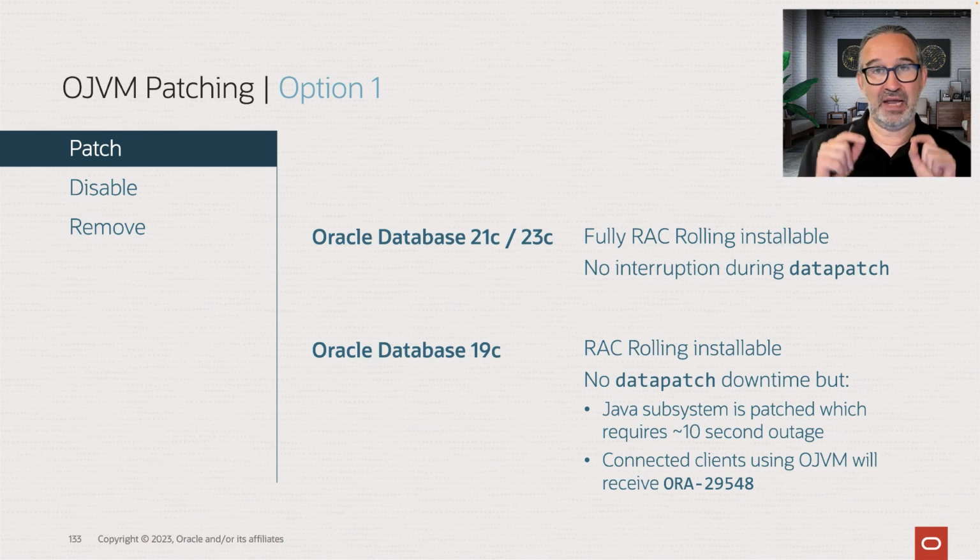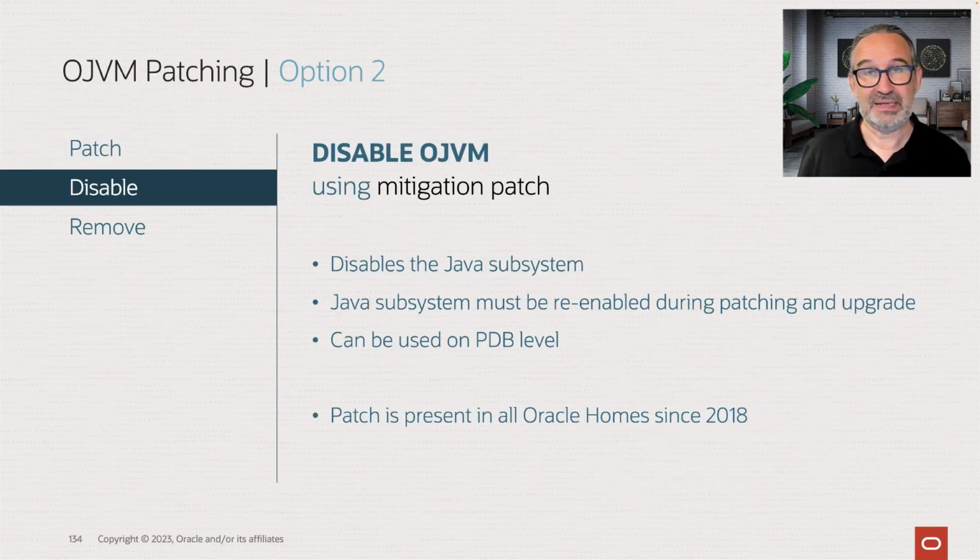if you have an application using OJVM. So if the note on the previous page told you, oh, we don't have an application, then you don't even care because it will be fully rolling and you don't care about the 10-second brownout for the Java subsystem. But if you have an application, then your application may get this ORA-29548 error when the Java subsystem gets restarted on all nodes.